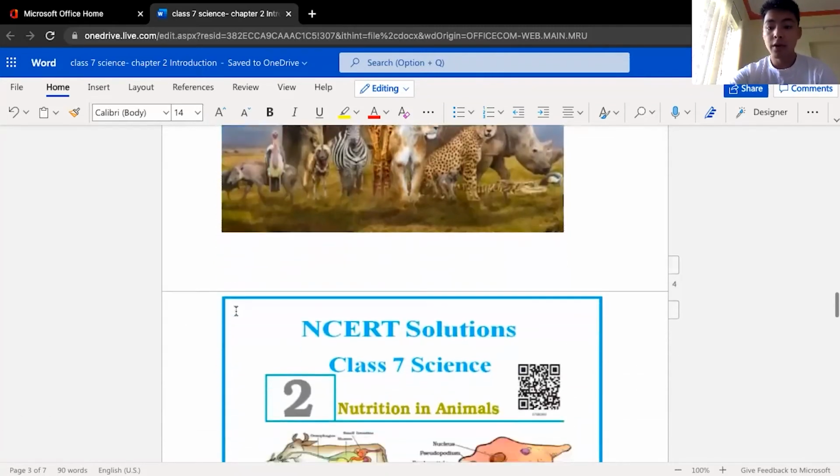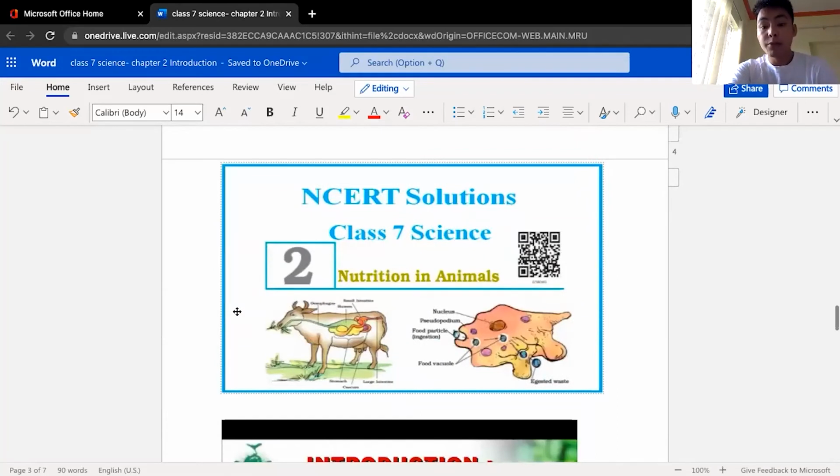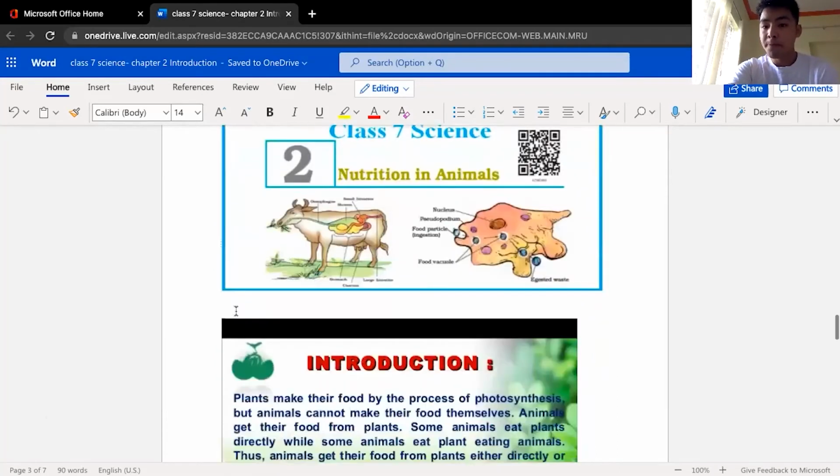Okay, so chapter two, the name of the chapter is nutrition in animals. So this is an example of a cow, and as you can see, I'm not sure this will be in your textbook, but this is an old one. As you see, the cow is chewing the grass, and it has its own organs in its body, like we do. It has a stomach, liver, intestine, etc.